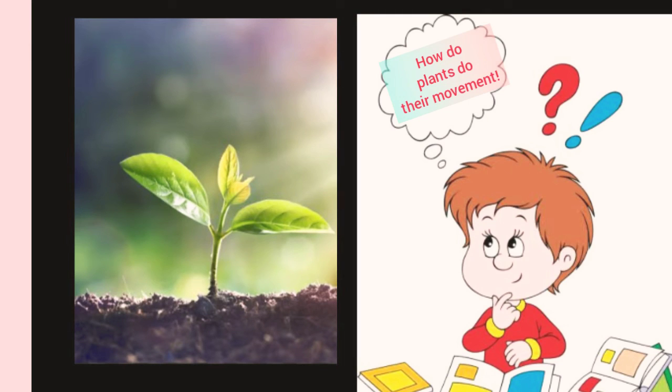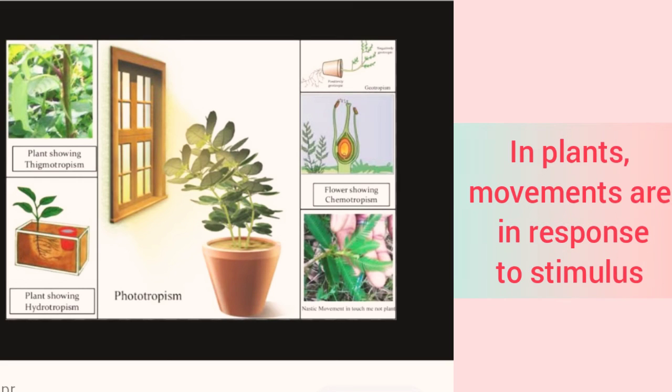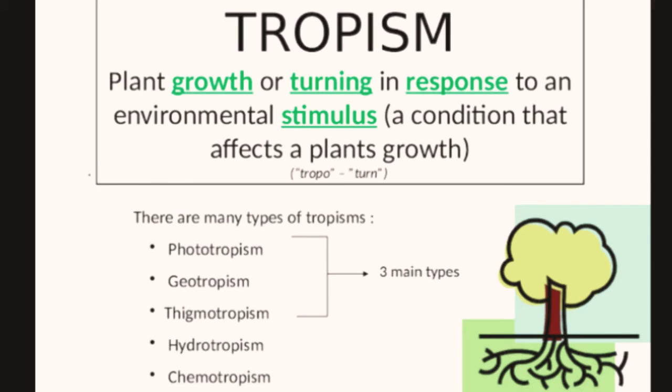So how do plants do their movements? To learn more in depth about this, today we will learn coordination in plants. In plants, movements are in response to stimulus. Tropism basically means plant growth or turning in response to an environmental stimulus, that is, a condition that affects plant growth. There are several types of tropism. They are phototropism, geotropism, thigmotropism, hydrotropism, chemotropism, and the other is seismonastic movement.